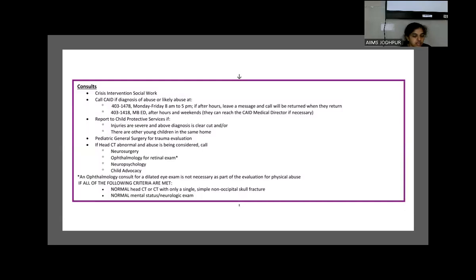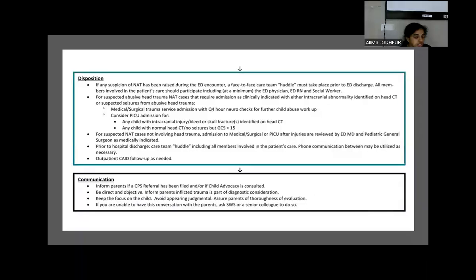Then this has to be reported to the pertaining authorities, as well as pediatric surgical evaluation is done for the head and evaluation of any trauma. The other teams that may be involved are the neurosurgical team and the ophthalmological team. A neuropsychological evaluation of the child should be done, and if all the criteria are met, and there is any suspicion that the child has sustained some intentional trauma, then it is usually a multidisciplinary approach.